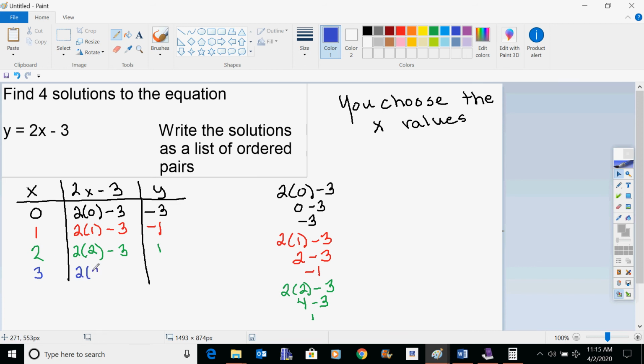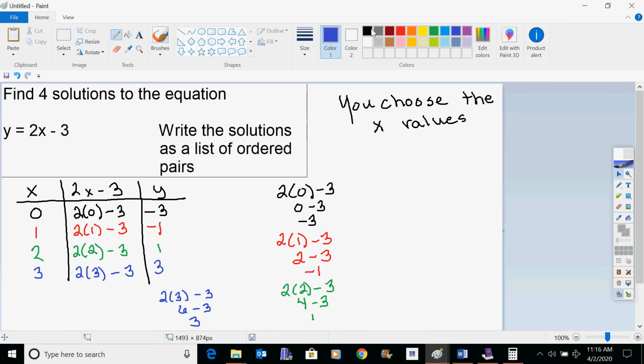2 times 3. Notice this part stays the same and this part stays the same. It's only the number that you picked that gets changed. So I need to find 2 times 3 minus 3. 6 minus 3 equals 3.